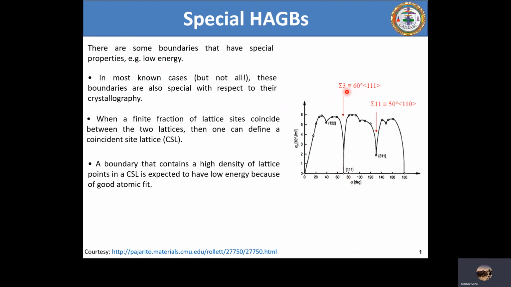Now let's come back to the point. If it is a sigma 3 60 degree 111 twin in the case of aluminum, this has a very low grain boundary energy, as you can see. It's a 111 plane. If you are looking at the other kind of sigma boundary, there is a sigma 11 boundary. Sigma 11 boundary is a 50 degree 110. I will tell you how these misorientation angles and misorientation axes work.